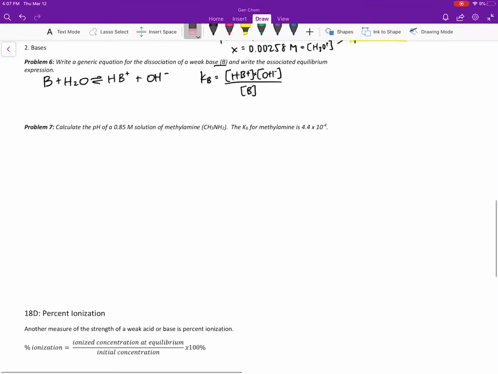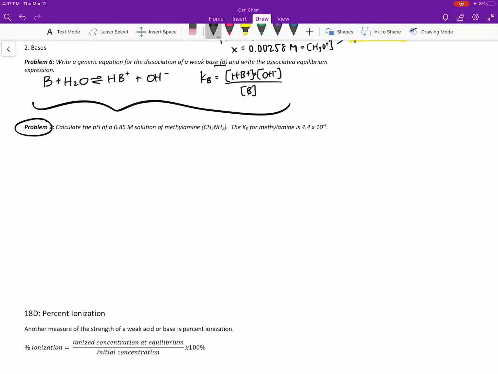So what we did on the Friday before spring break was we solved for the generic equation for a weak base and its equilibrium expression, and I told y'all to go ahead and work on problem 7. And so we're going to pick up right there. We're told to calculate the pH of a certain molar solution of methylamine. Its formula is right here, and we're told that the Kb is this following value.